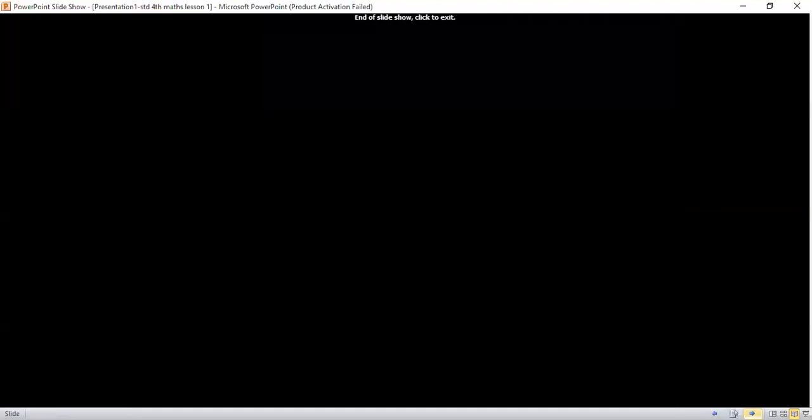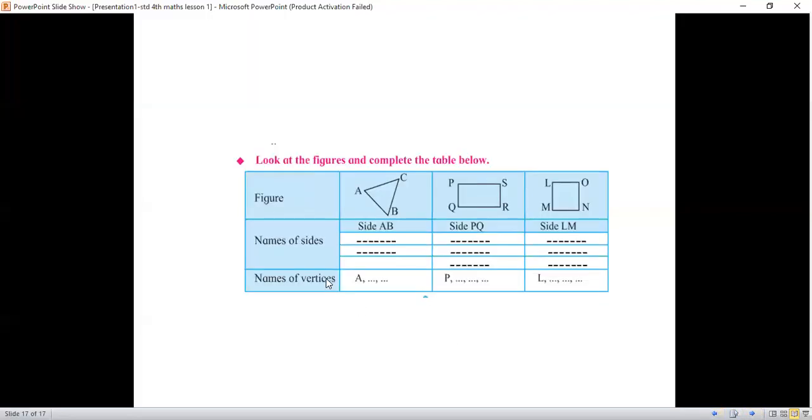Now the last picture is about looking at the figure and completing the table below. Now here you have to complete this. The figure given here is a triangle, then this is a rectangle and this is a square. Now the names of the sides. The side AB is already given. The remaining sides children can write, that is BC and AC. Now PQ is given, so the other sides will be QR, RS and PS. For this square also the side LM is given, so MN, NO and LO. These are the four sides of the square.